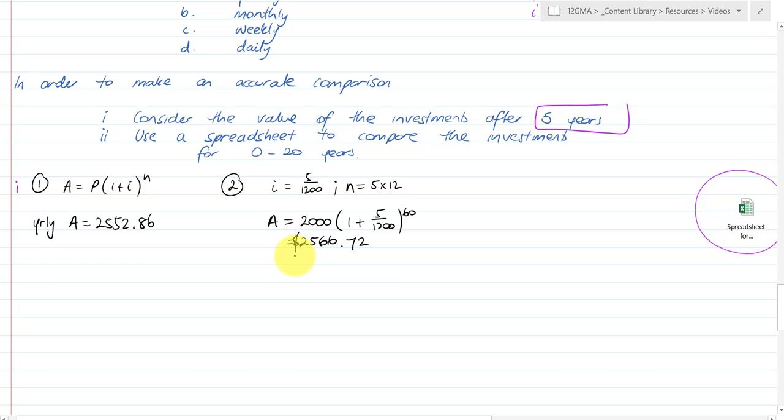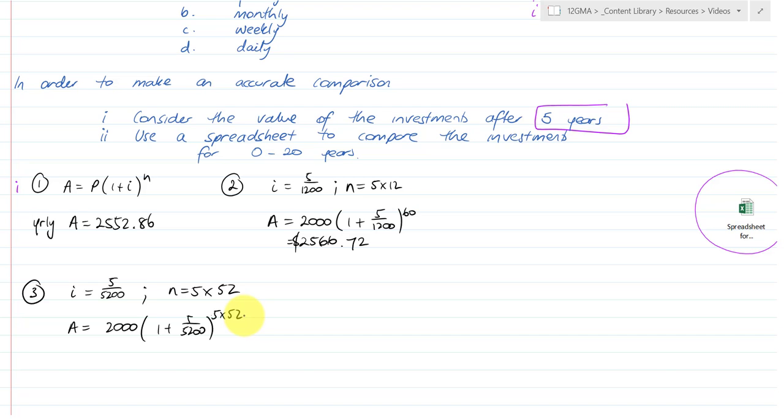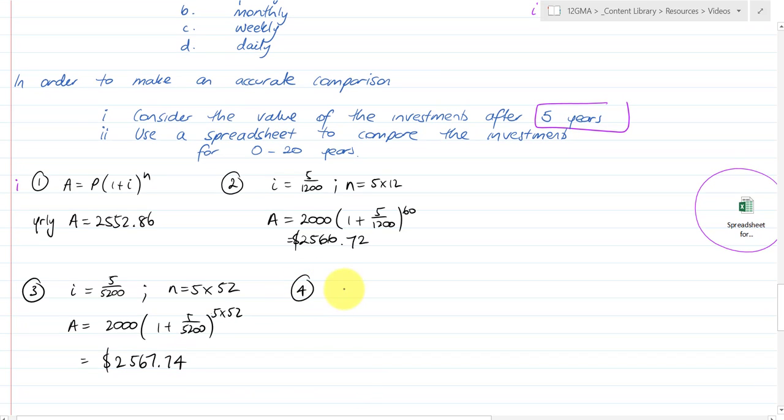So $2,566.72. The third option is weekly. So I is equal to 5 over 5,200, and N is equal to 5 years times 52, which is the number of weeks in 5 years. So A is equal to 2,000 times (1 plus 5 over 5,200) to the power of 5 times 52, which is 260. And this is $2,567.74.